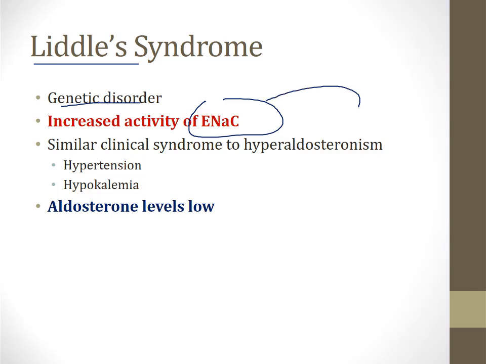Normally, aldosterone promotes the activity of this channel, so if it's overactive due to a genetic disorder, this will lead to a similar clinical syndrome to hyperaldosteronism. Children with this condition have hypertension and hypokalemia, and in a board question, when you see this, you'll be inclined to say that the problem is hyperaldosteronism. However, in Liddle syndrome, aldosterone levels are low. That's because the problem is not the hormone aldosterone, the problem is the channel ENaC that aldosterone promotes the activity of.